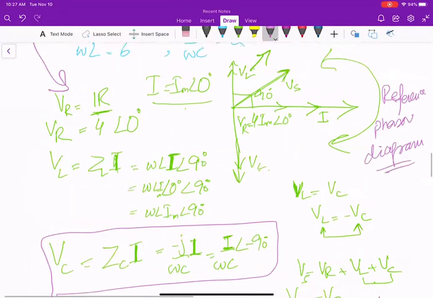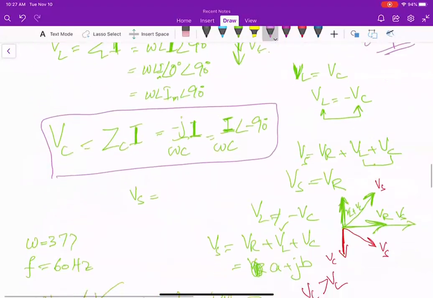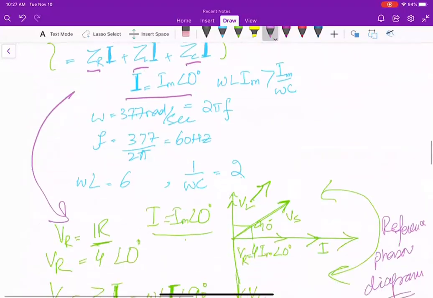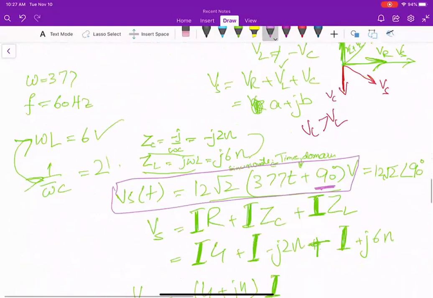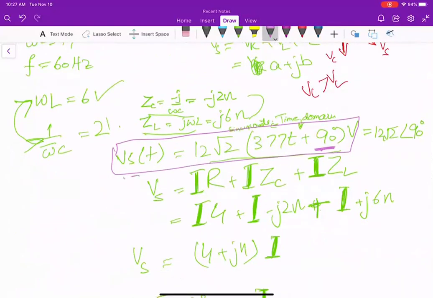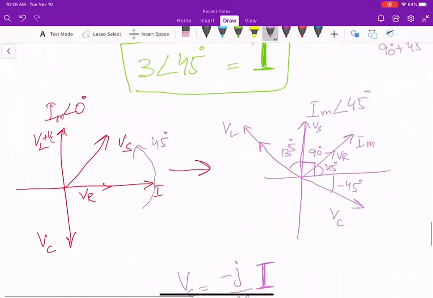But once we know VS, we found a way to find out the original current and voltages. So then we plug these values in and we try to find the original phasor diagram. Okay? Okay, thank you. So we are good about phasors.